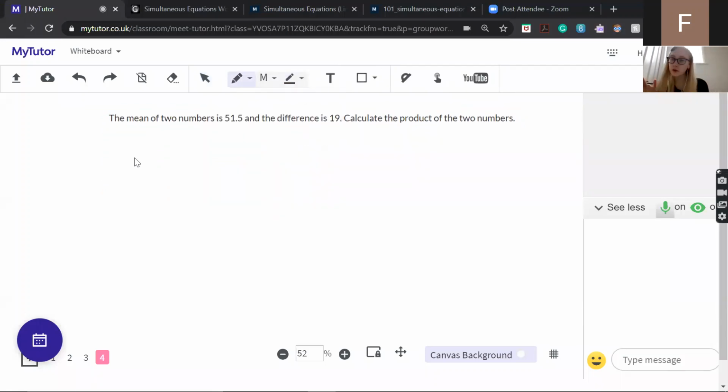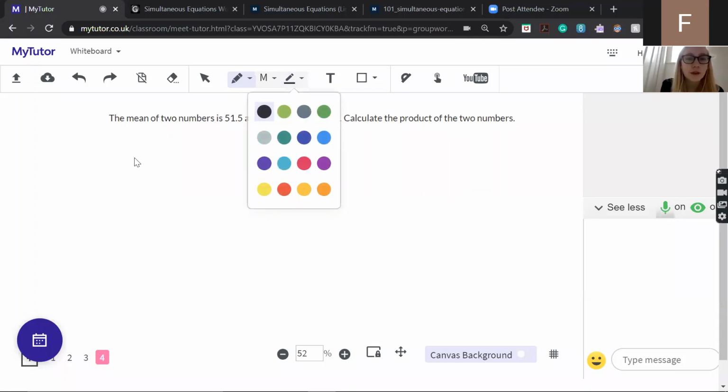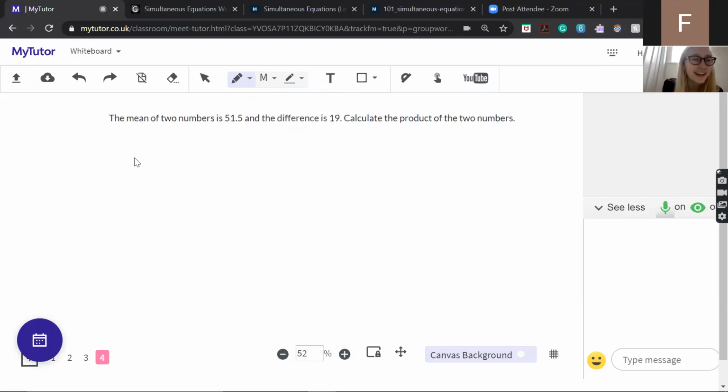Again, I'm going to read through it once and then read through it again, writing down things as I go. I've said it before, I feel like that's always the best way to approach questions where you're not quite sure where to start. So the mean of two numbers is 51.5 and the difference is 19. And we want to calculate the product of the two numbers. So to calculate the product, let's find what the two numbers are first. Let's give them names. Let's be really creative and call them X and Y. So those are our numbers.